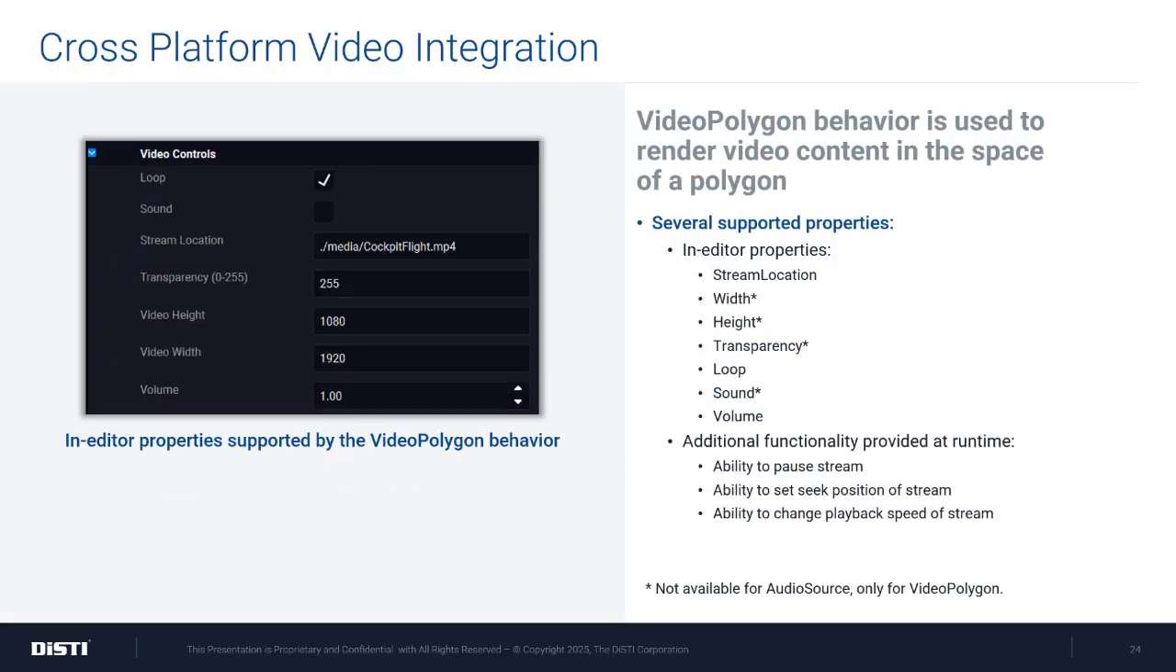The main behavior that you'll be using for cross-platform video integration is the video polygon behavior. To actually render and play video content in a GeoStudio application, you'll want to attach this behavior to a rectangle GeoPolygon in your design. On the left here, you can see a view of the custom properties for video polygon. You can configure stream location, video width, video height, transparency, and enable looping, sound, as well as set the stream volume. At runtime, there is additional functionality in the API to allow you to pause the stream, seek in the stream, and set the playback speed for the stream.